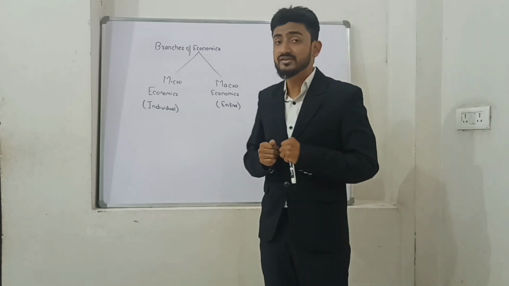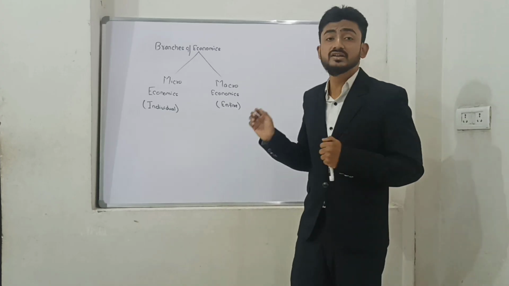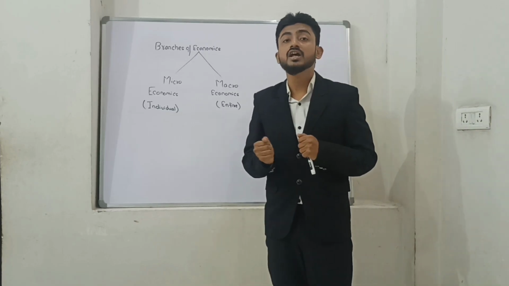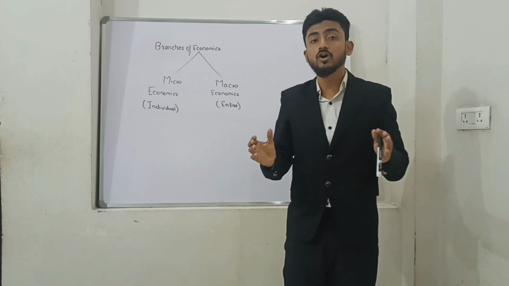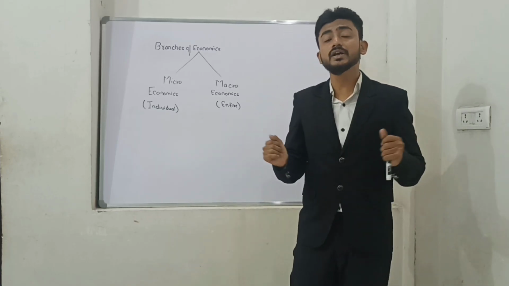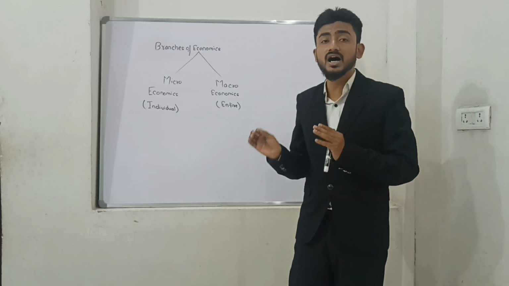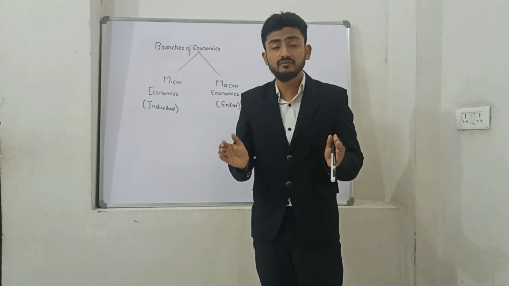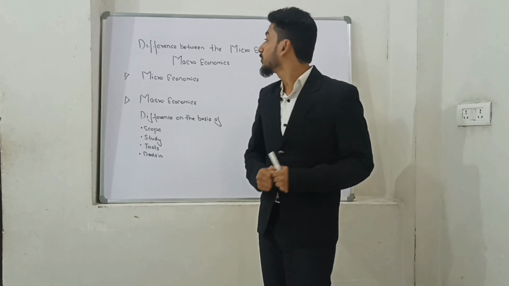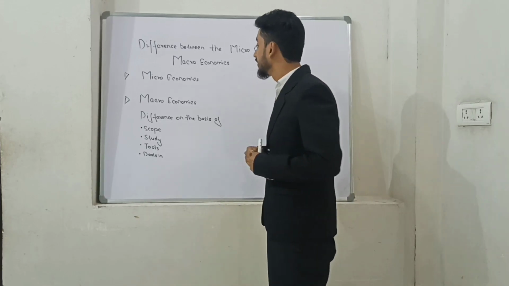So now let's talk more about macroeconomics. It also deals with GNP, GDP, inflation, overall unemployment and poverty. It simply means it includes the sum total of all the activities occurring in one country in one financial year. So now let's talk about the difference between microeconomics and macroeconomics.